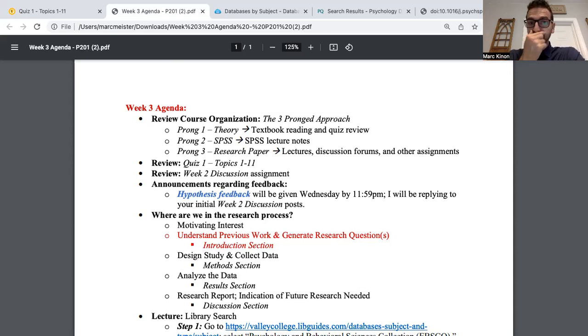Rather, when it comes time for you to assess your hypotheses, look at the analyses that are related to your hypotheses, I'm going to run those analyses, but you're going to have to interpret the SPSS output that I give you. Of course, I'm going to help you out, but going through prong 2, the SPSS lecture notes, will help you do a lot of the heavy lifting.